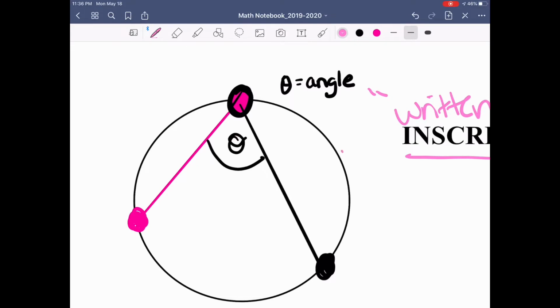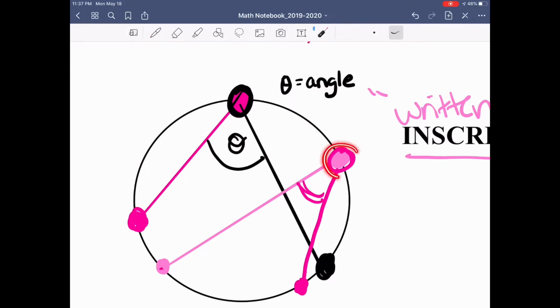Let's say we have another chord here. This line connects 2 points on the circumference. And then we have another one, this point and this point. And they're connected. This is still an inscribed angle because they have a common endpoint, and their meeting point is on the circumference of the circle. So a chord and a chord meeting together on the circumference forms an inscribed angle.